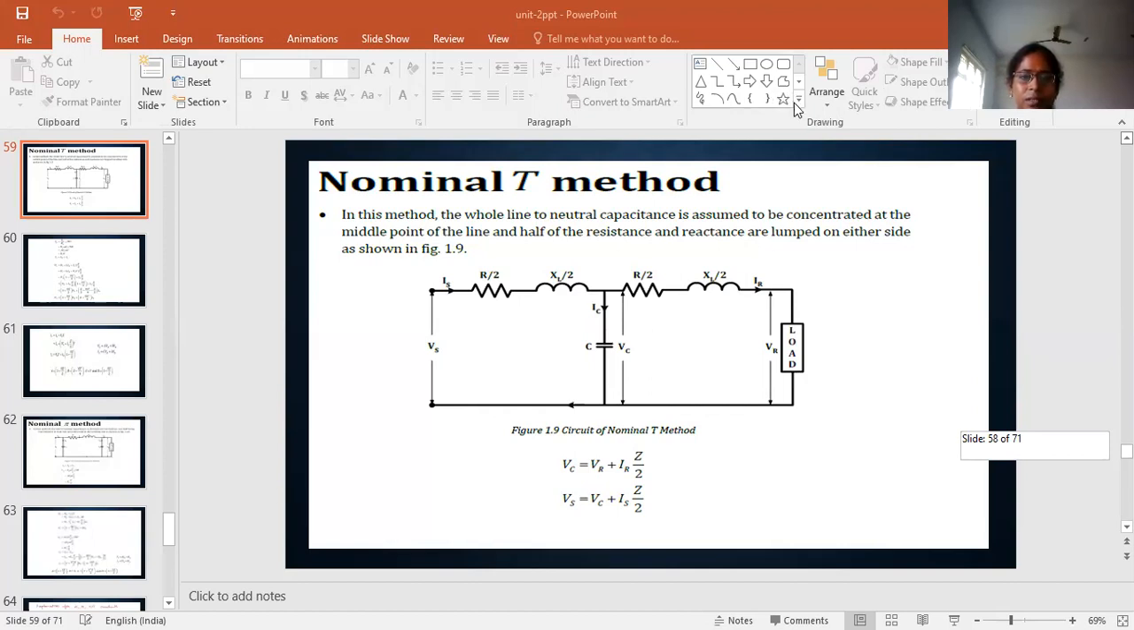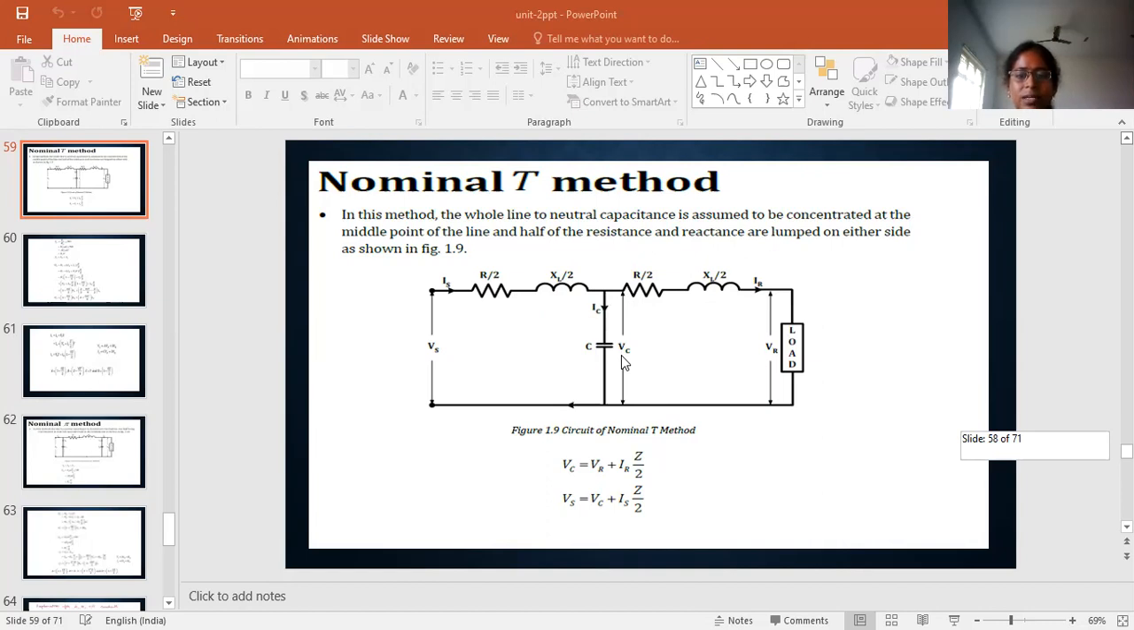In this method, the whole line to neutral capacitance is assumed to be concentrated at the middle point of the line, and half of the resistance and reactance are lumped on either side. This is shown in the figure. Here the resistance and inductance parameters are half of the values, so that value is R by 2 and XL by 2, and the same here, R by 2 and XL by 2. And in the capacitance, the voltage is VC.